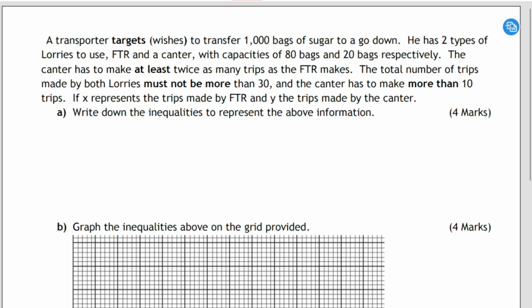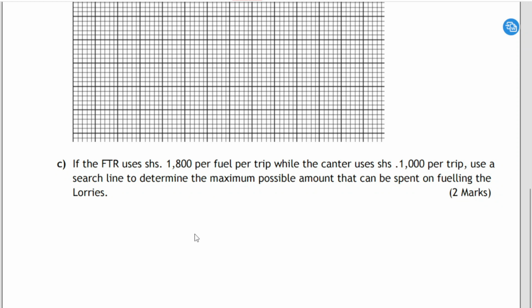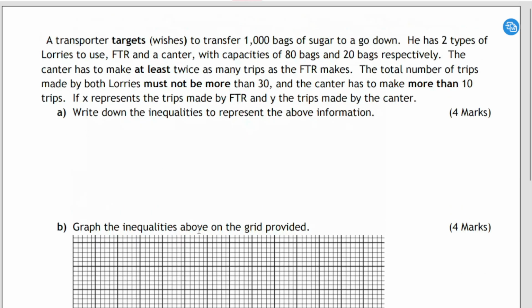If X represents the trips made by the FTR and Y the trips made by the canter, part A: write down the inequalities to represent the above information. Part B: graph the inequalities above on the grid provided. And part C: if the FTR uses 1,800 shillings of fuel per trip, while the canter uses 1,000 shillings per trip, use a search line to determine the maximum possible amount that can be spent on fueling the lorries. So those are the questions.